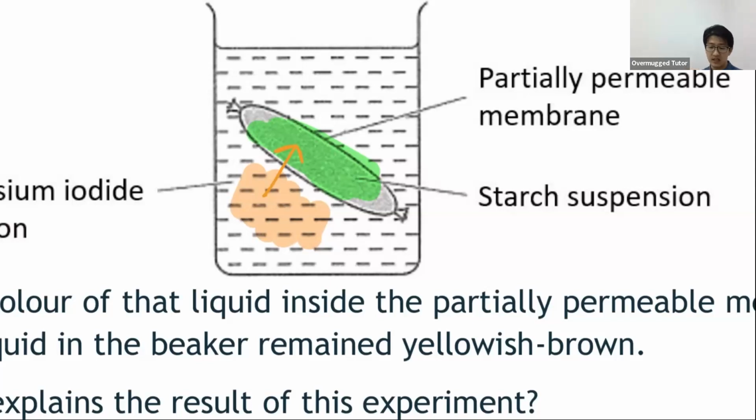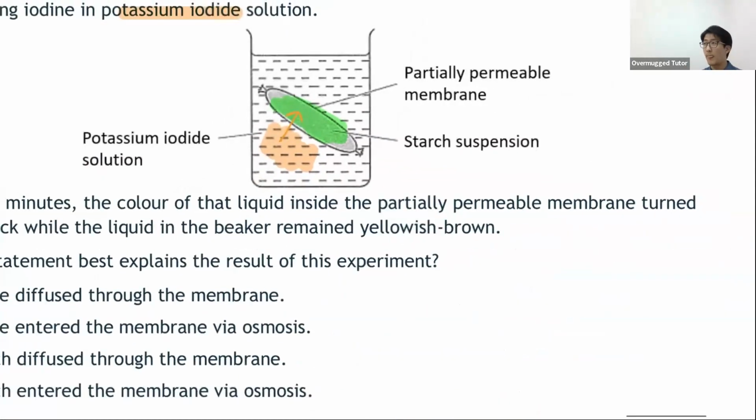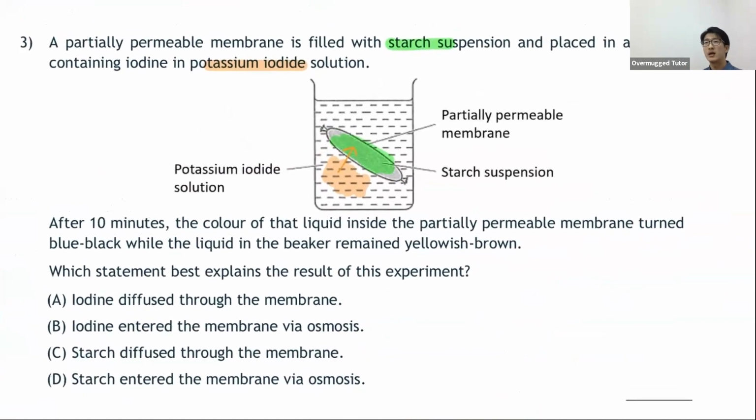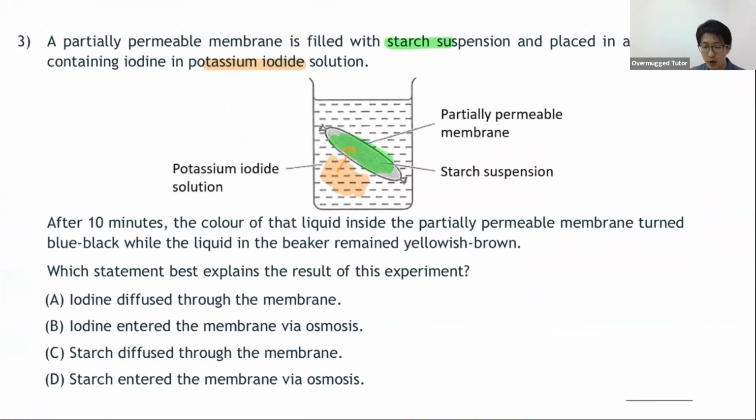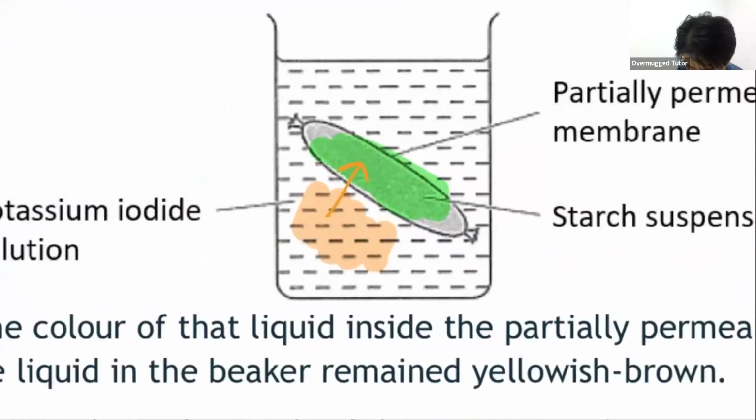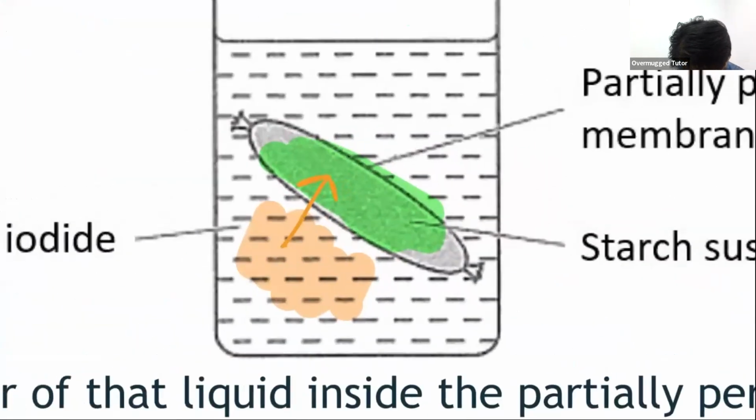Look at the sentence given to you. The liquid in the beaker remained yellowish brown, meaning only iodine was present. Starch could not exit. So the question is, why can iodine enter but starch cannot exit? Destiny, would you answer that? Very good. Starch molecules are too large. Too large means they must be larger than something on the partially permeable membrane.